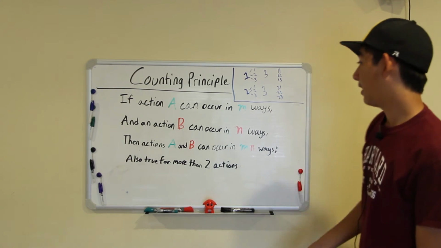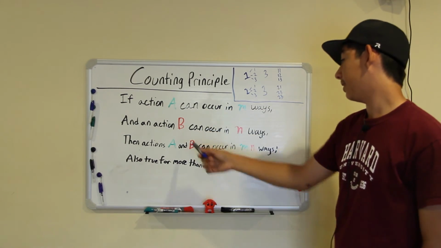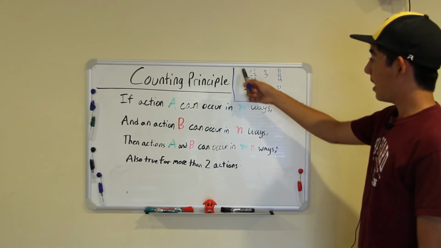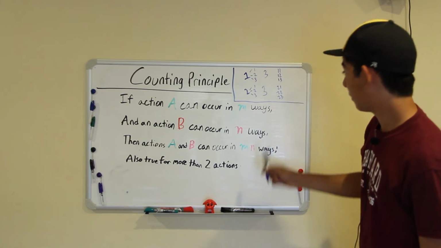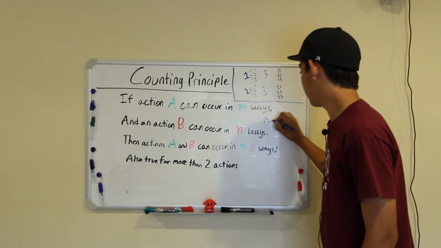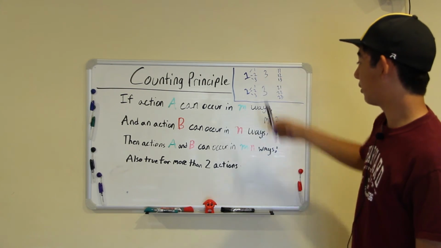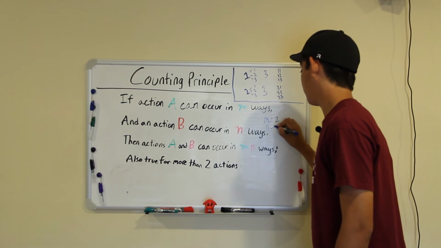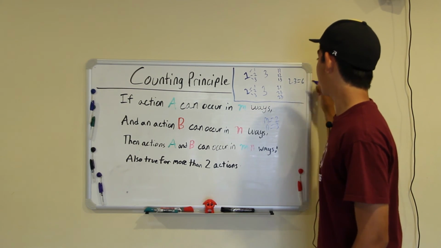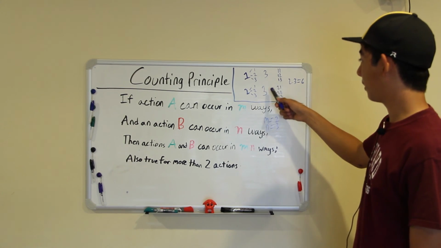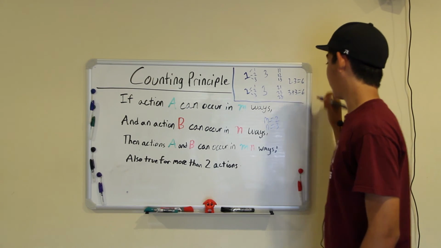So now, if we look here, A can occur in m ways and B can occur in n ways. A and B can occur in mn ways. A, which is going to be the first digit, can occur in 2 ways, either 1 or 2. So we'll say m equals 2. And n, which is the second digit, can occur in 3 ways. So n equals 3. So now you just get 2 times 3 equals 6. And you can prove that here. There's 3 options here and 3 options here. 3 plus 3 equals 6.